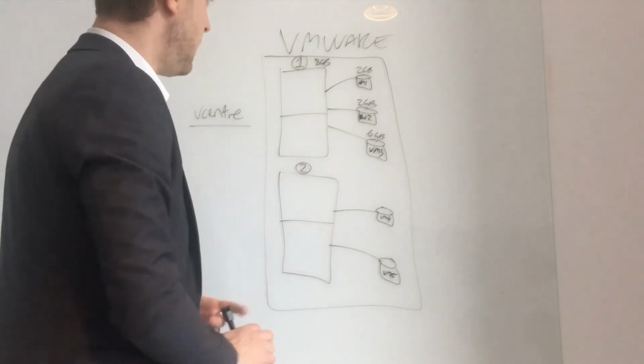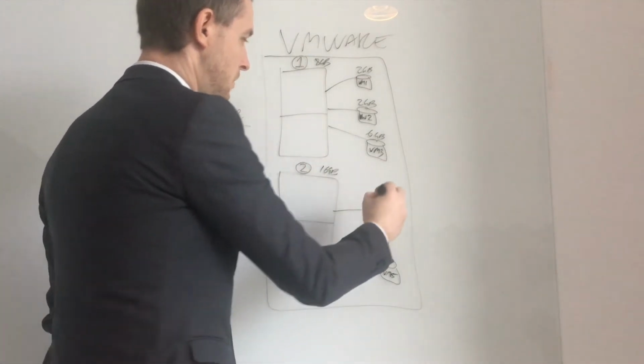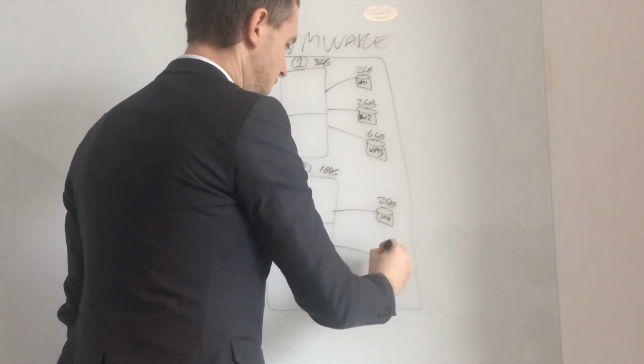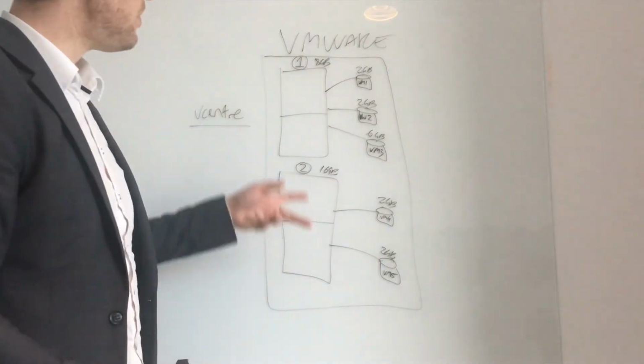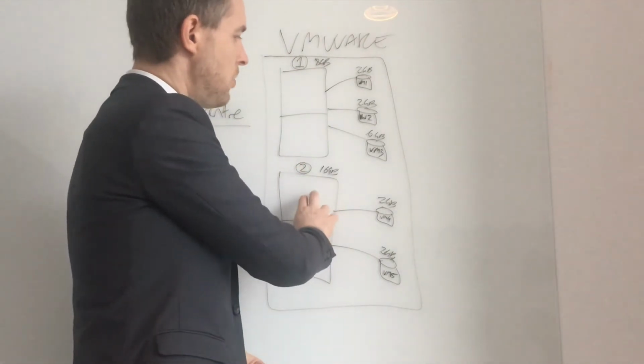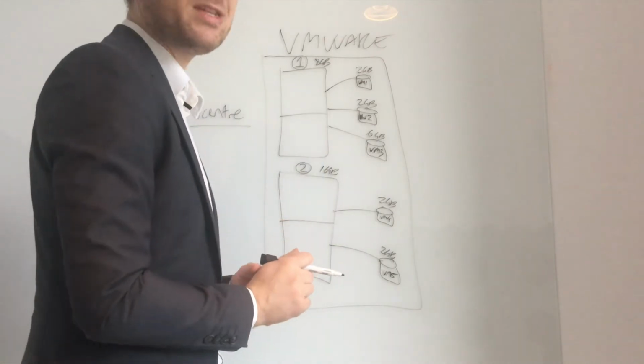I've got a second host here. This host has 16 gig of RAM, and this VM has 2 gig and this VM has 2 gig. So you'll straight away see that there is more than enough space on this host to host this VM. Now, there's two things that you can do in this scenario.